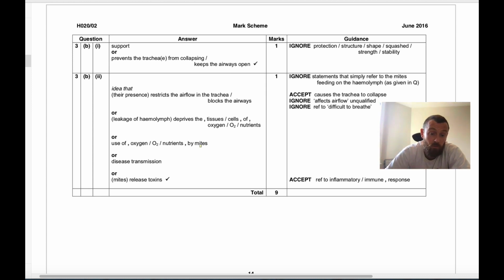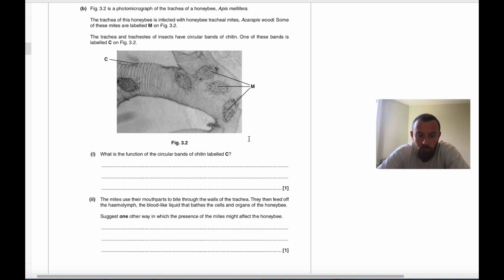Also, this is some stuff that we could have also said, good points here. The mites themselves might use up some oxygen. Also, they could act as a vector for disease transmission. Bees can get viruses, by the way, so maybe these mites can carry viruses to bees, or the mites might release toxins. Accept reference to inflammation or immune response. Great. Okay, moving on.